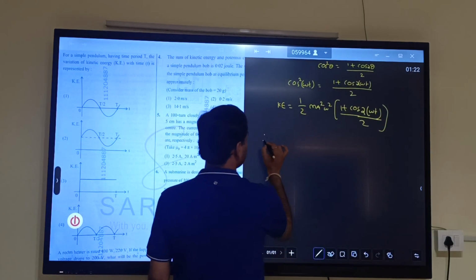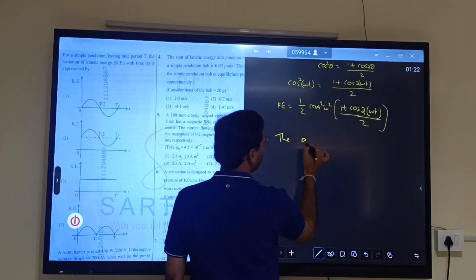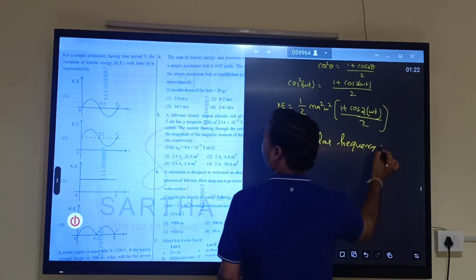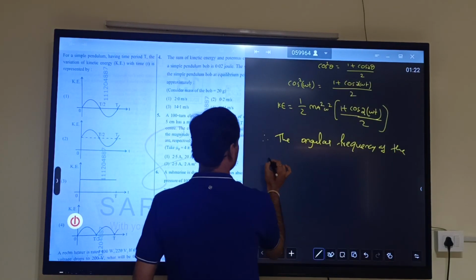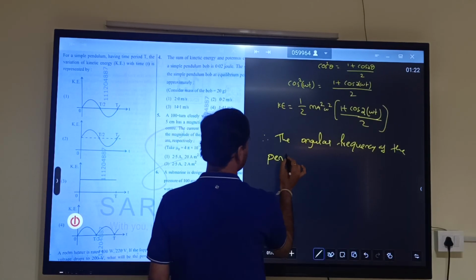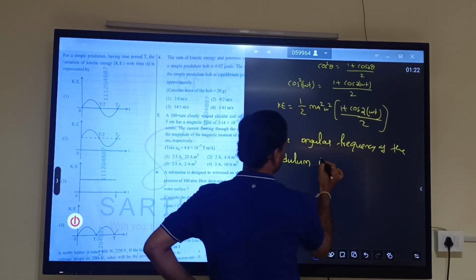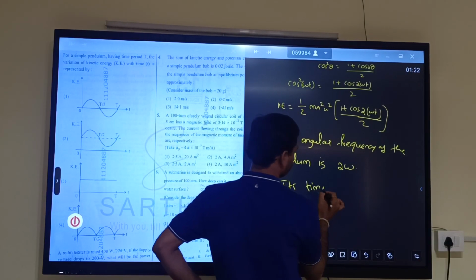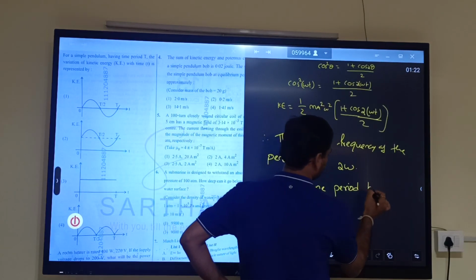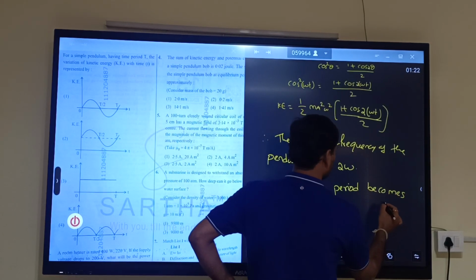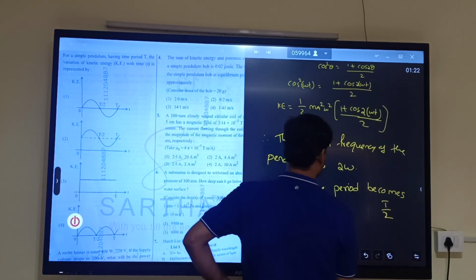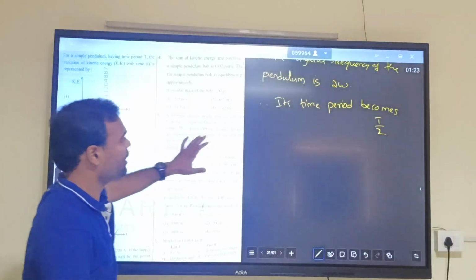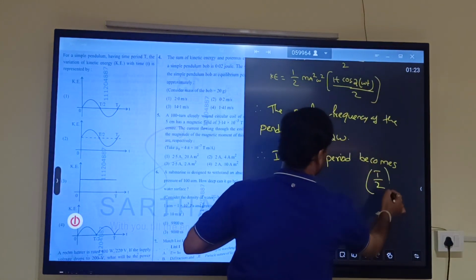Therefore, obviously, the angular frequency of the kinetic energy variation of the SHM or pendulum is 2 omega. Therefore, its time period becomes T by 2, T by 2. Right. And now we need to verify, out of the given options, which option suits this time period better.